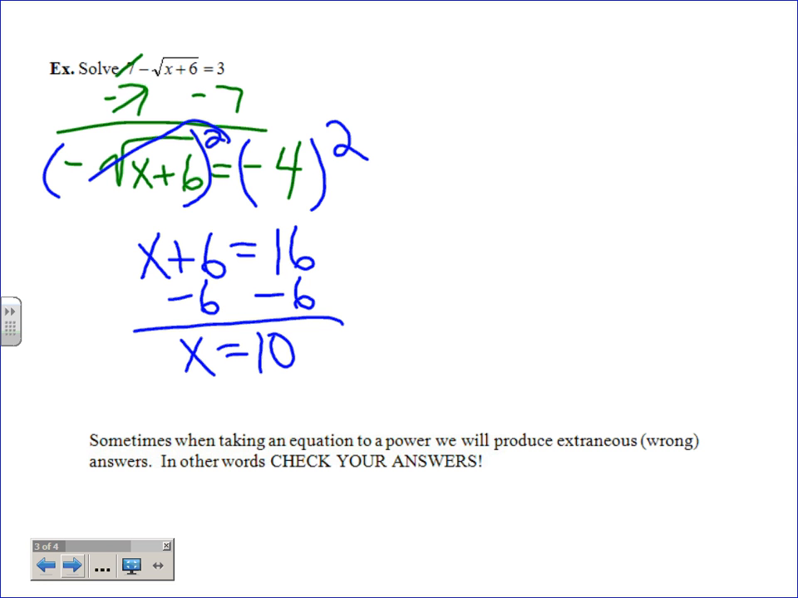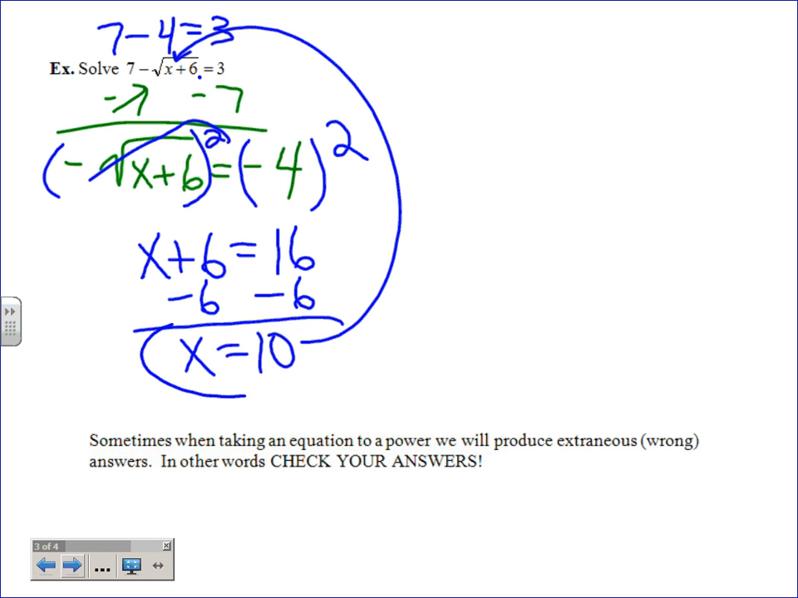Once again, I haven't circled it yet. How do you know? You put it back in so it works? You sure? Let's find out. So that means put 10 right there. So 7 minus the square root of 16, which is 4, is 3. Is that true? Yep, that's true. Works. Okay.